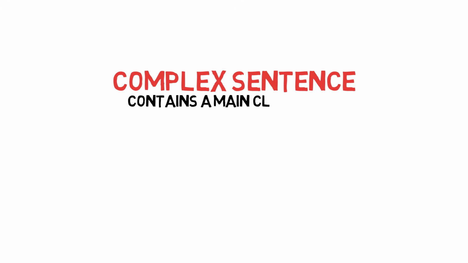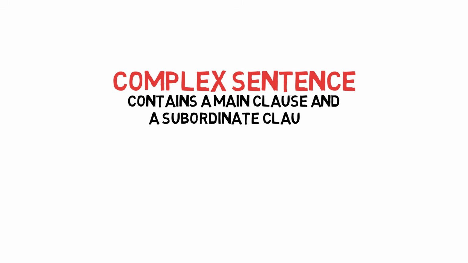Okay, so finally, let's look at a complex sentence. A complex sentence is a sentence that contains a main clause and a subordinate clause. If you remember from the beginning of the video, a subordinate clause is a part of a sentence that needs the main clause to make sense.